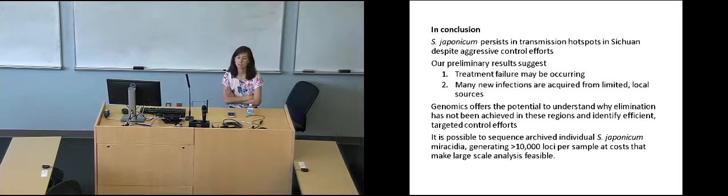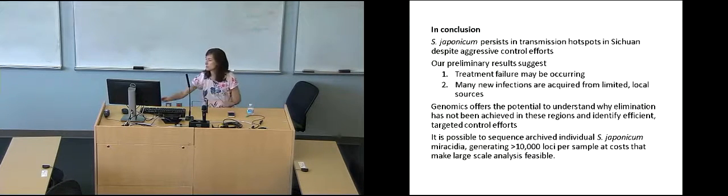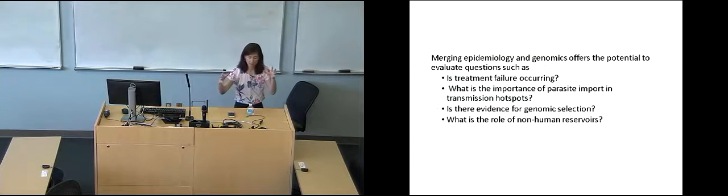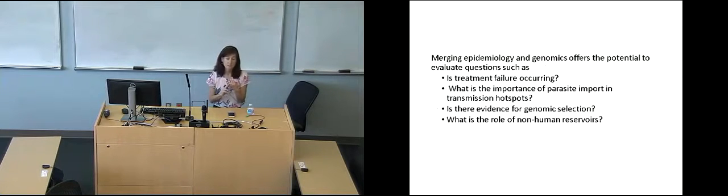But I really think these genomic tools offer the potential to ask questions about the feasibility of elimination and why, despite all these aggressive disease control programs, we're seeing what we're seeing. I think that merging our epidemiology and genomics work offers the potential to evaluate questions such as whether treatment failure is occurring, what the importance of parasite import is, is there evidence of selection?